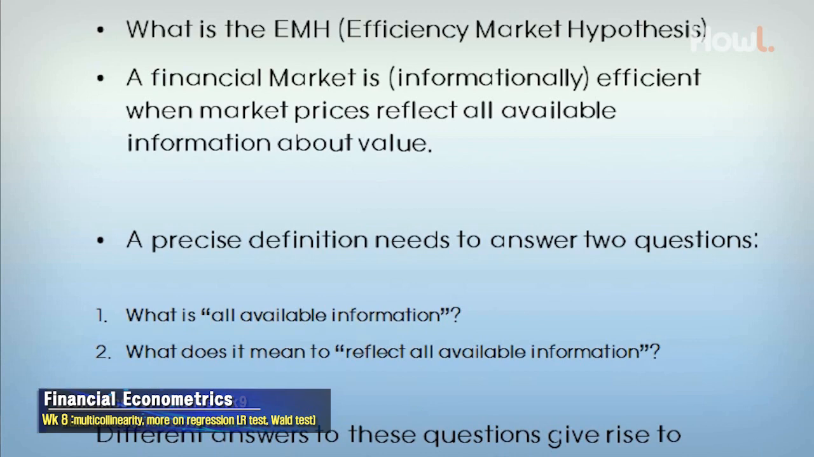EMH means the financial market is informationally efficient when market prices reflect all available information about value. The precise definition is to answer two questions. First, what does all available information mean, and second, what does it mean to reflect all available information about value. Different answers to those questions give rise to different versions of market efficiency.